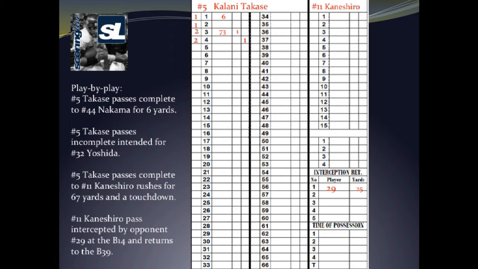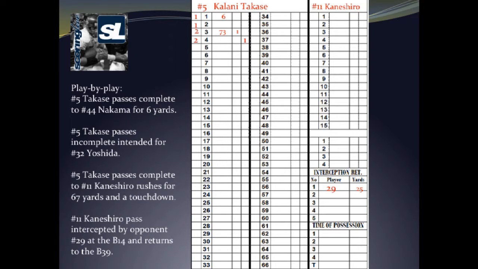scenario again. That stud Kalani Takase passes complete to number 44 Nakama for 6 yards. Okay? So Kalani Takase gets 1 completion, 1 attempt, 6 yards. Play number 2. Takase passes incomplete, intended for Yoshida. So he was an incomplete pass, so you need to keep the 1 because there was 1 completion previously. You don't need to put yards on that particular play because it was an incompletion.